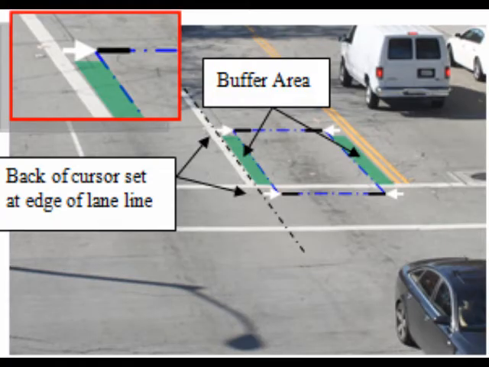Use the back of your cursor to create a buffer between the lane lines and the edge of the zones. While it is okay to have a horizontal line going through a zone, you do not want a vertical line interfering with the detection zone.